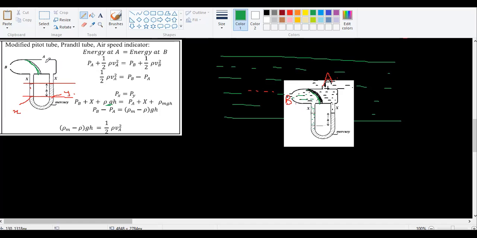But on this side, if you see who is pressing on top of this guy, pressure at A plus this X column, right? That will also contribute some pressure. And then the rho gh. But here I told you rho m, you have to mention it as rho m, mercury. Which means you can see that the pressure due to this liquid and this liquid column will cancel out. So that's why I kept it as X. So what is left is PB minus PA is equal to (rho m minus rho) gh.